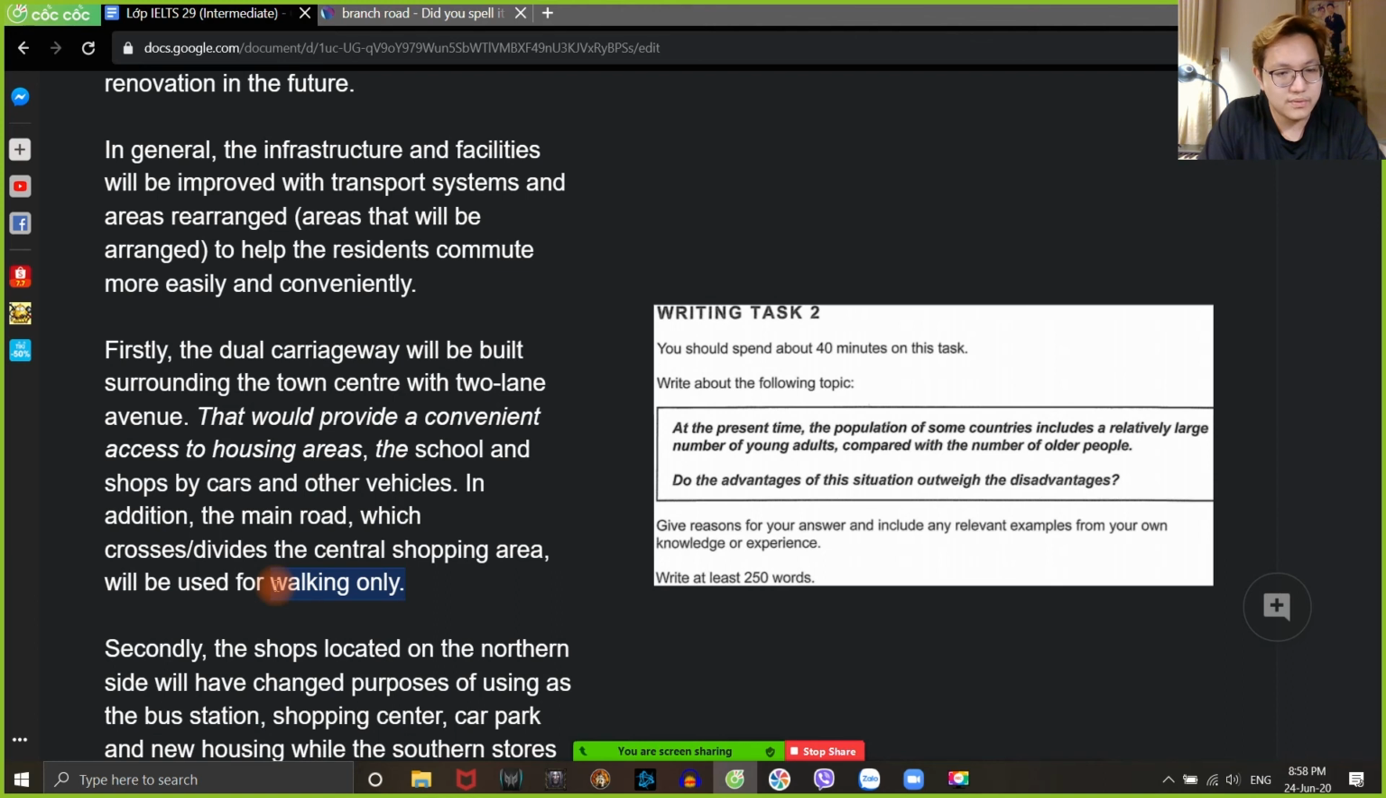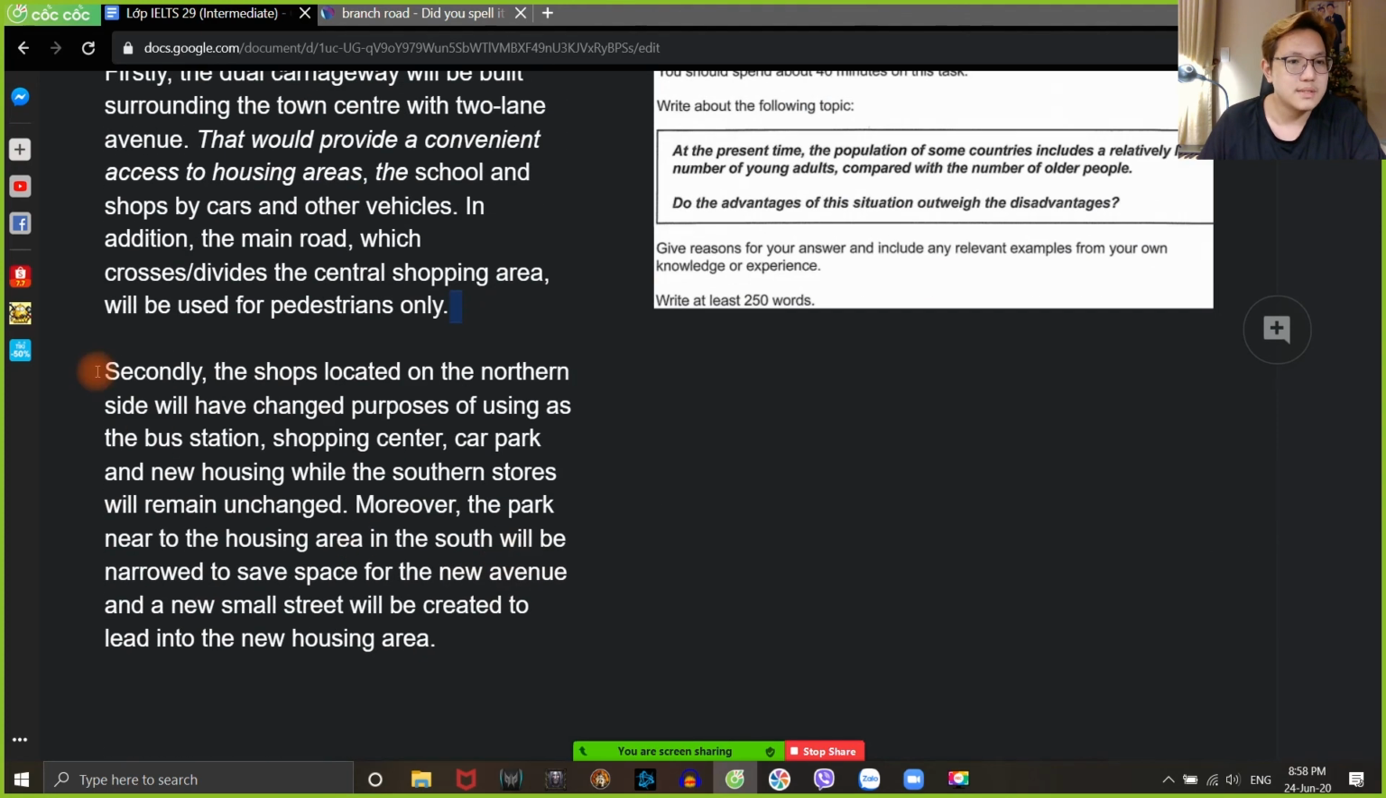Which will be used for pedestrian only. Let's just say pedestrian only. Nguyên cả cái cụm này, okay, good. Secondly, the shops located on the northern side will have change.